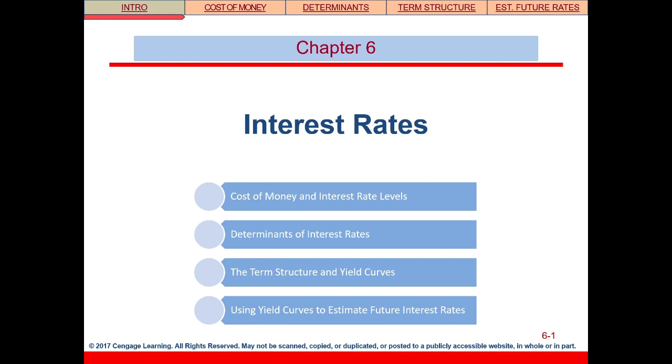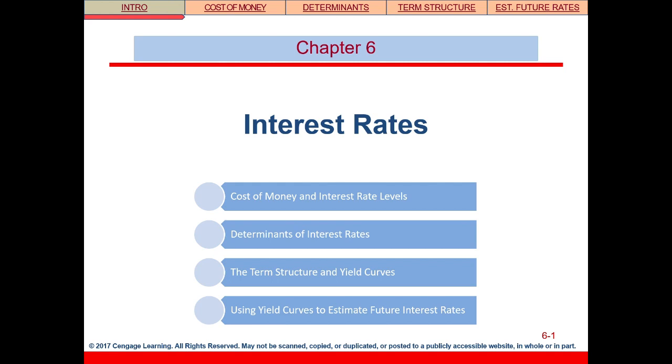Sector 1 is the cost of money and interest rate levels. So in this sector, we're going to give you an example, and based on the example, I'll try to explain to you the meaning of interest rates and its potential factors.